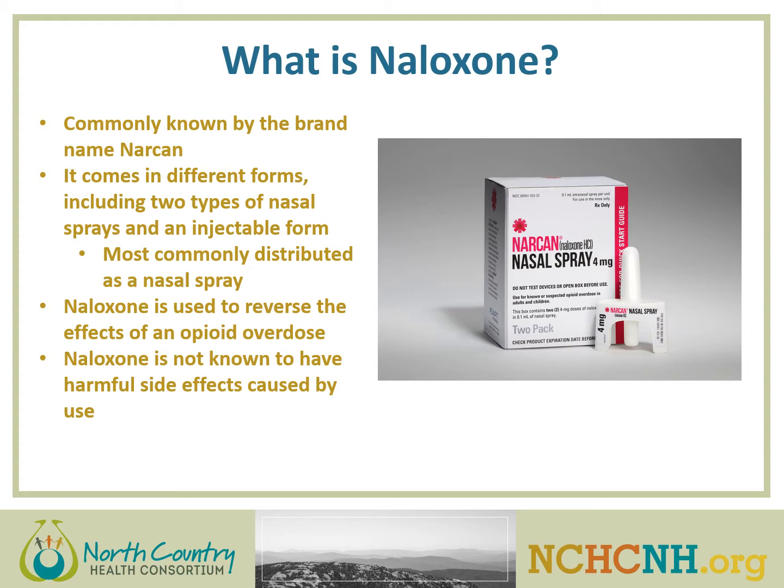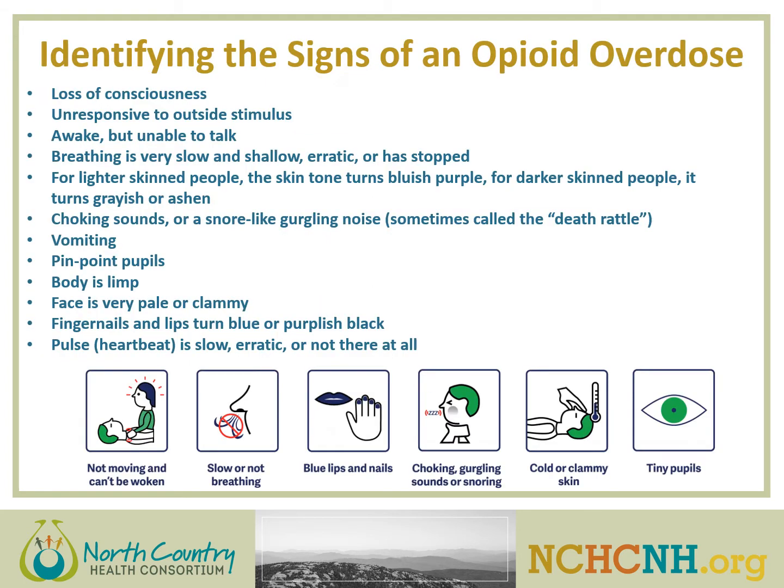Naloxone is not known to have adverse health effects if used on a person that appears to have experienced an overdose, when indeed no opioids are present in the unconscious individual. It will only work on a person experiencing an overdose and cause no harm to those not experiencing an overdose. It is also important to note that naloxone will only work on opioid receptors, so it is not effective against other types of substances.